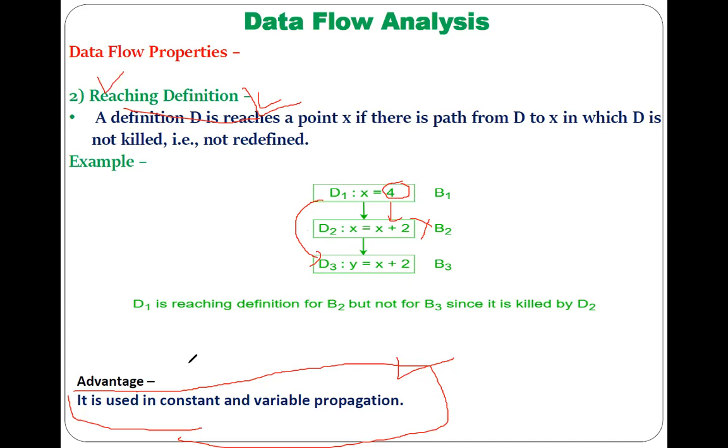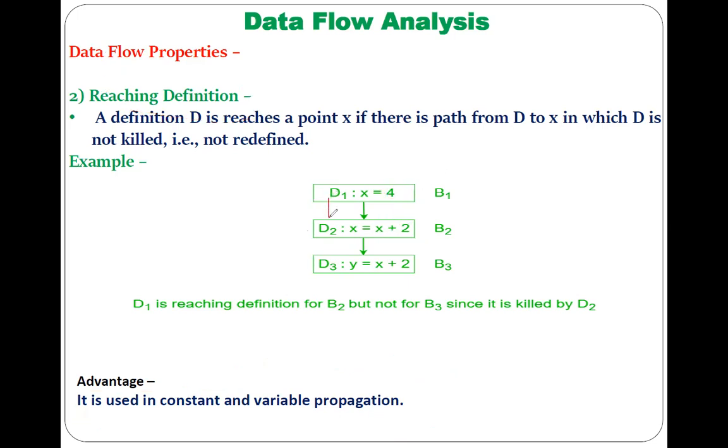From this reaching definition, constant and variable propagation can easily be done. Because from the reaching definition we get the idea that D1 reaches D2 but D1 does not reach D3. Means constant propagation can be performed only between B1 and B2. Constant propagation cannot be performed between B1 and B3. Here this is global optimization. If you are performing constant propagation between two basic blocks, that is inter basic block communication, which is called global optimization.